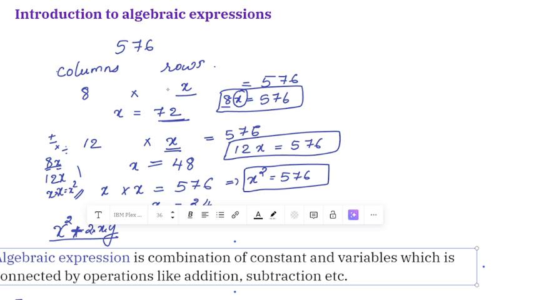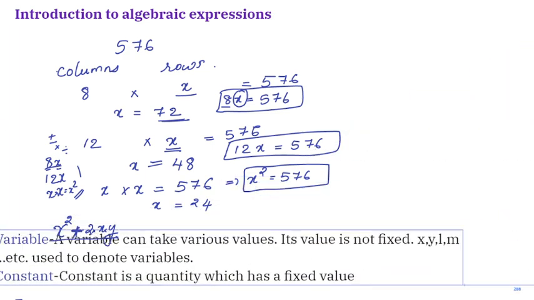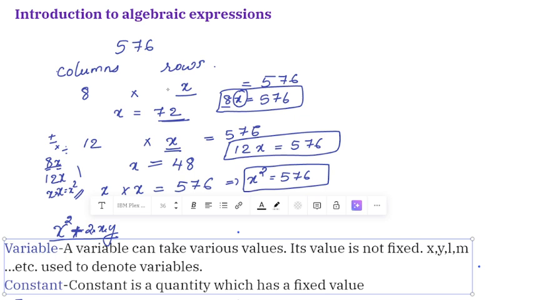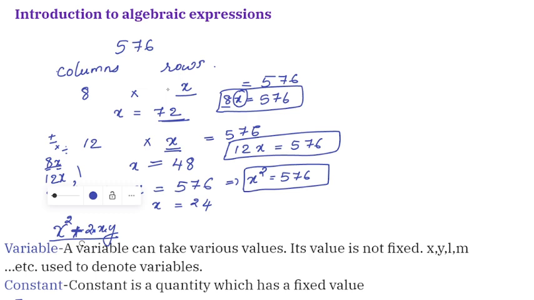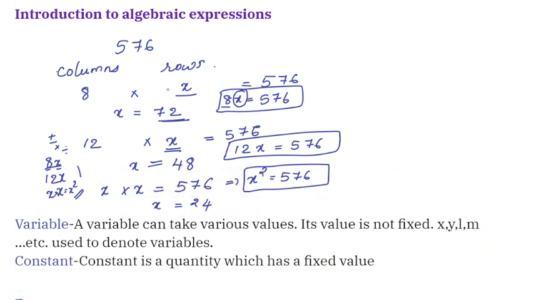Now what is a variable or what is a constant? A variable is nothing but a term which can take various values. Now look here. In the first equation, we got x is equal to 72, right? So x takes the value of 72. In the second, x takes the value 48. So here 72 is the value and here 48.